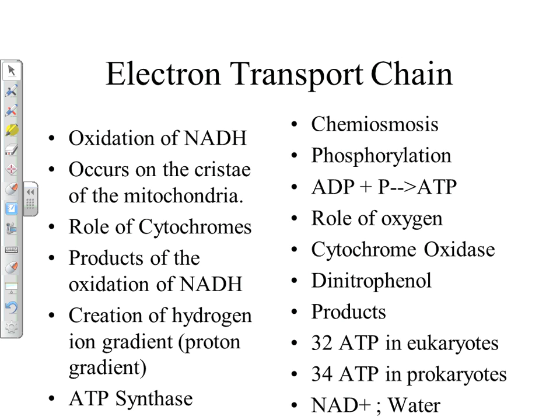Some basics of electron transport. First of all, we already said earlier that it happens on the cristae of the mitochondria. Why are those cristae so convoluted and twisted? More surface area, so you can do this the way you need to.